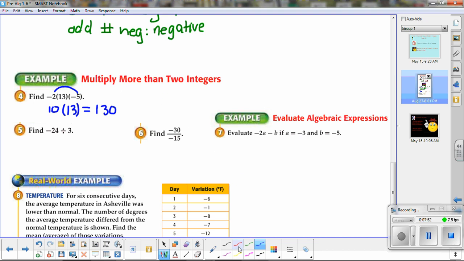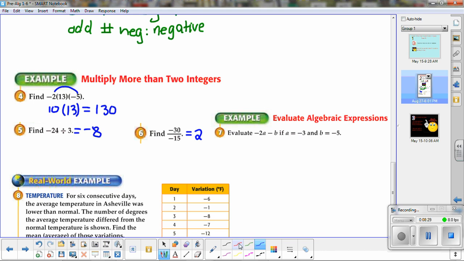Now let's move on to a couple division problems. The division problems are done with the same rules as the multiplication. If you have one of each, it's always going to be negative, or bad things happening to good people is bad. So negative 24 divided by 3 is going to be negative 8. And then negative 30 divided by negative 15. Since they're both the same, the answer is always going to be positive, or bad things happening to bad people is good.